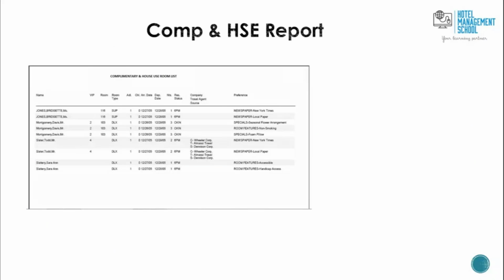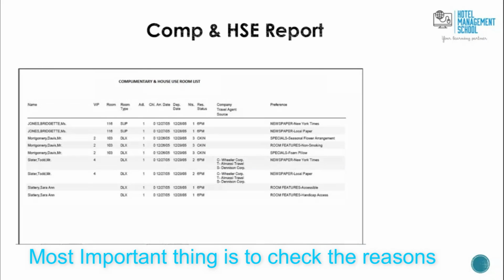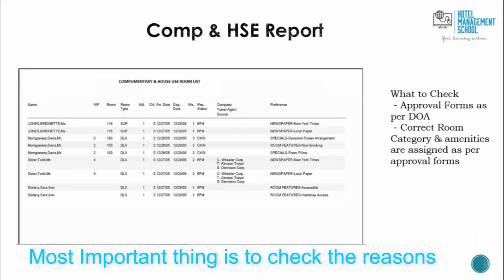Then the next one is the complimentary and house use report. This report is also from the system, from the Opera system. So in this report you will see there is a guest name and then the VIP code, room number. The most important thing here to check is the reason why this complimentary or house use is given and for how many days from that supporting document. Approval form as per delegation of authority and the correct room category and amenities.